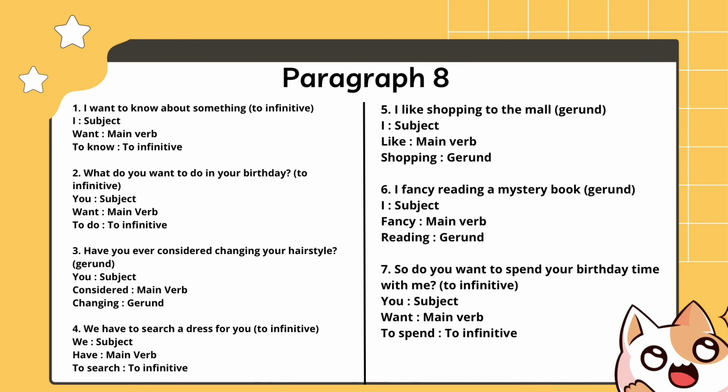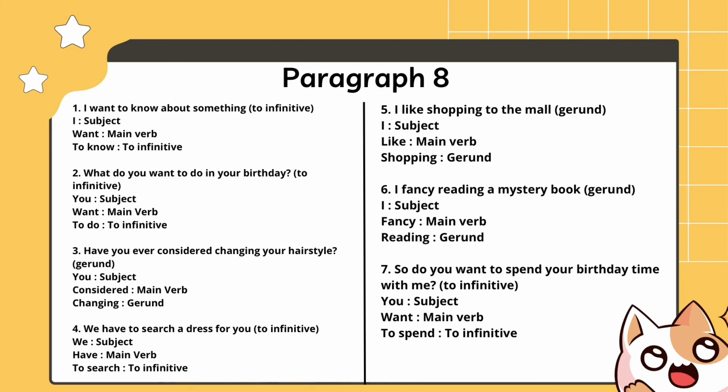So now I will identify the sentence that contain gerund and to infinitive in the paragraph 8. So the first paragraph is, I want to know about something. I in here is a subject, want in here is a main verb, to know in here is to infinitive. Number 2, what do you want to do in your birthday? You in here is a subject, want in here is a main verb, and then to do in here is to infinitive.